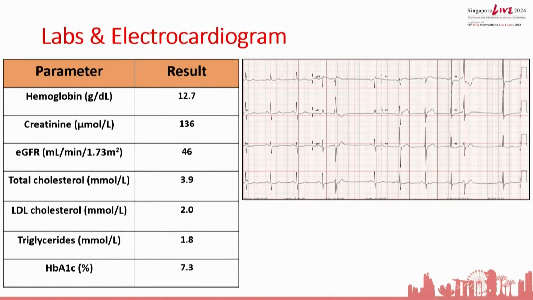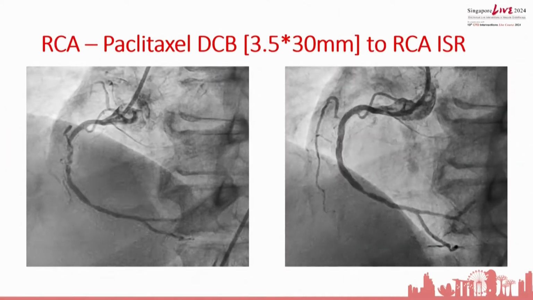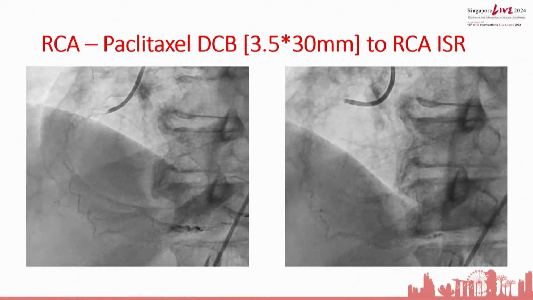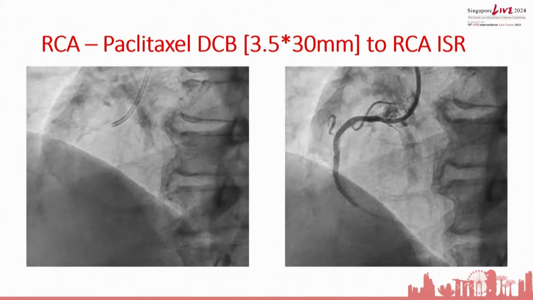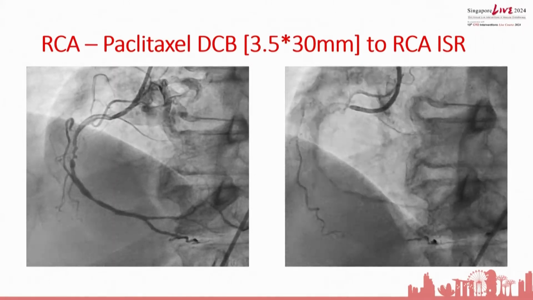Next slide. And these are his lab results. His creatinine this round on admission is about 136 micromoles per liter. Hemoglobin is normal. Next slide. So this is just a quick shot to show the ISR in the RCA that we did a DCB to. And so that's the after result on the right.